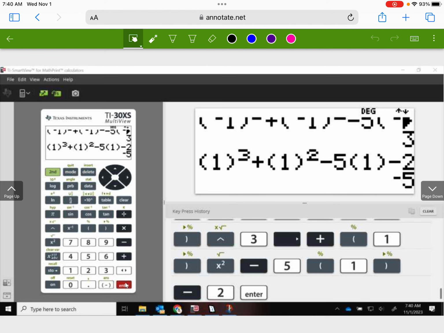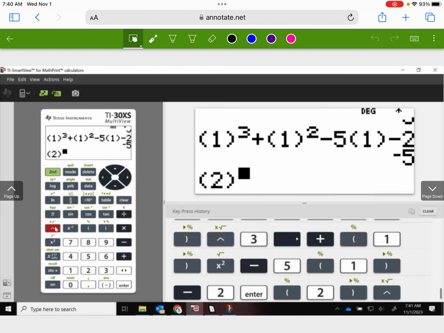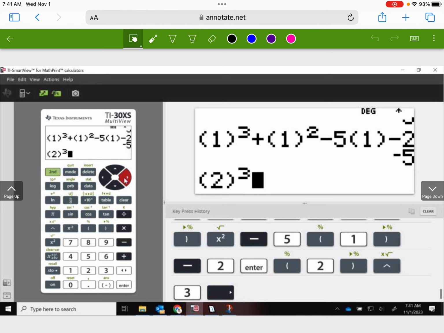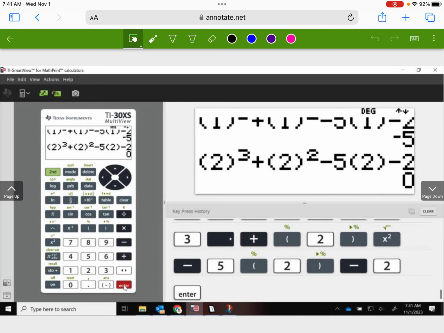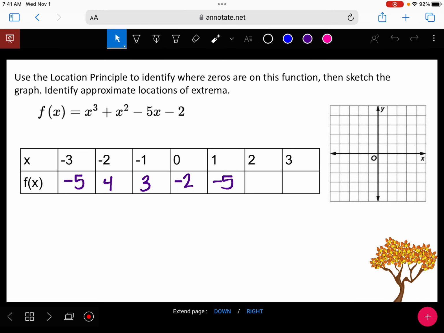Same thing with 2. 2 cubed plus 2 squared minus 5 times 2 minus 2. And we get 0.